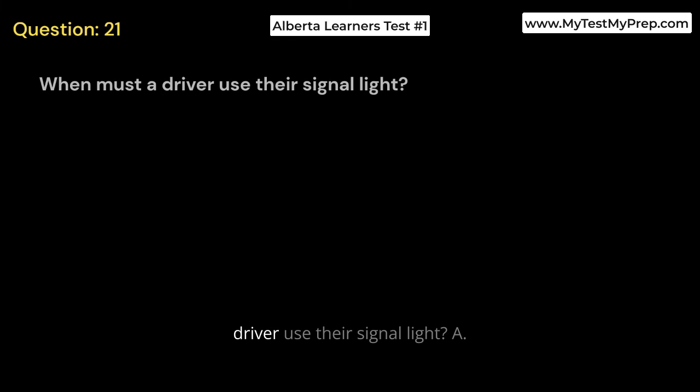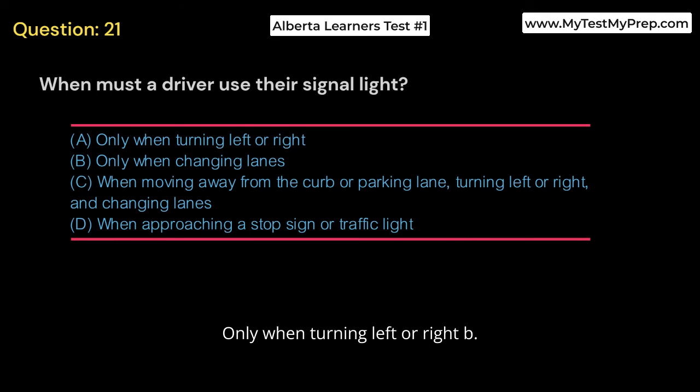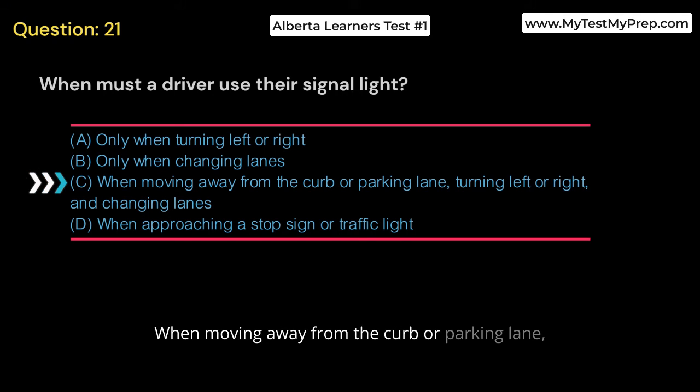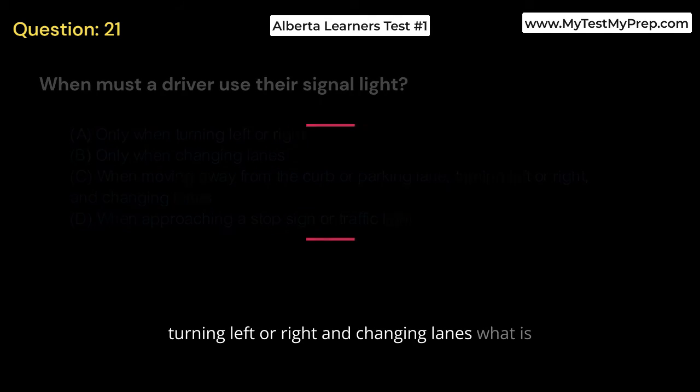When must a driver use their signal light? A. Only when turning left or right. B. Only when changing lanes. C. When moving away from the curb or parking lane, turning left or right, and changing lanes. D. When approaching a stop sign or traffic light. Answer C. When moving away from the curb or parking lane, turning left or right, and changing lanes.